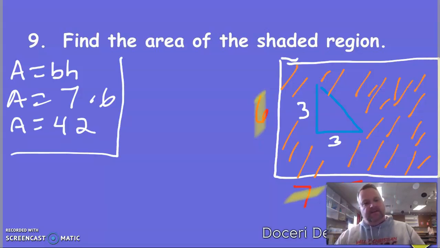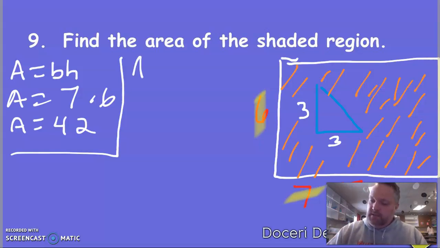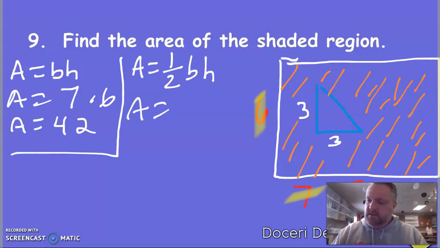Now let's find the area of the triangle, because basically what I want to do is subtract the area of the triangle out of the area of the rectangle. So the area of the triangle, it's A equals 1/2 base times height. So the base is 3.